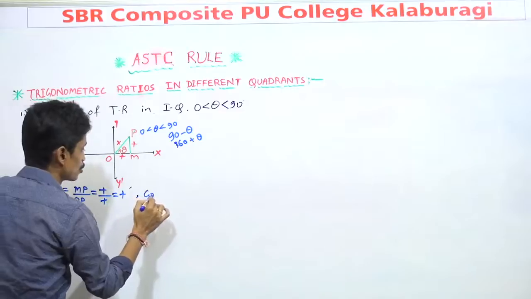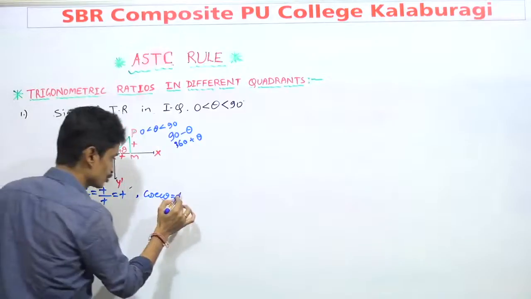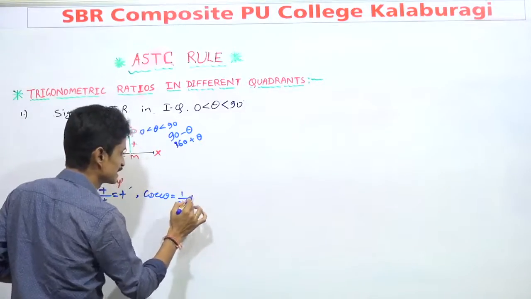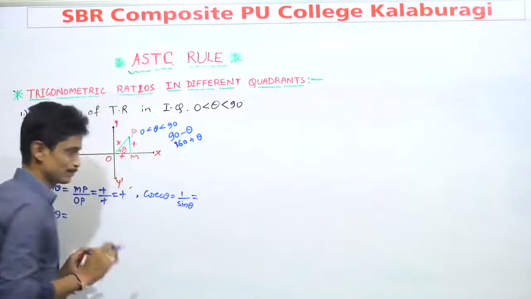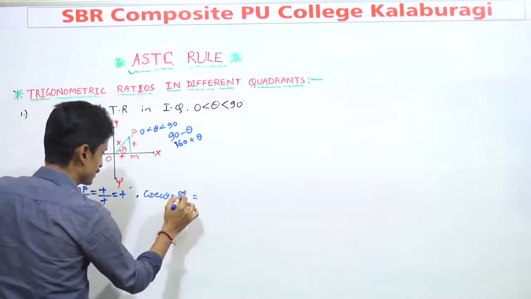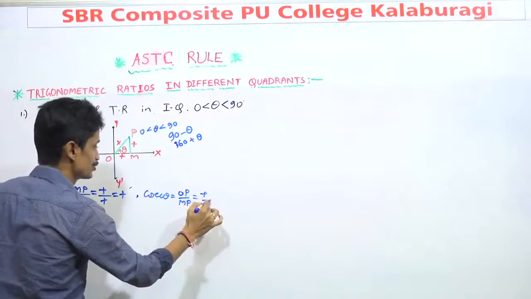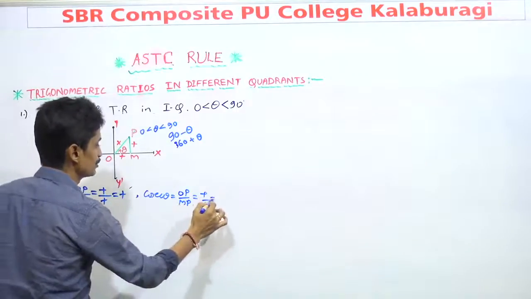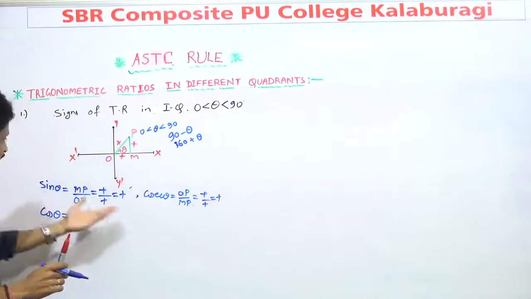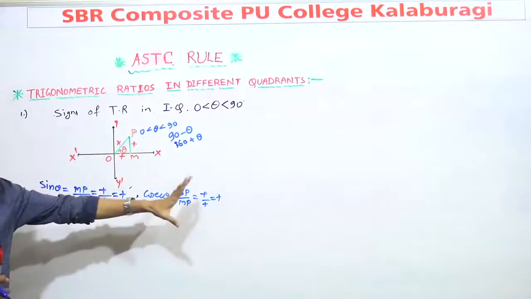But what about cosecant theta? In reciprocal relation, we know that cosecant theta is nothing but 1 upon sin theta. So 1 is a positive quantity, or in the reverse case, it is like MP by OP can be OP by MP. Then what is OP? Positive. What is MP? Positive, so it is nothing but positive. If sin theta is positive, definitely the reciprocal relation will be positive.